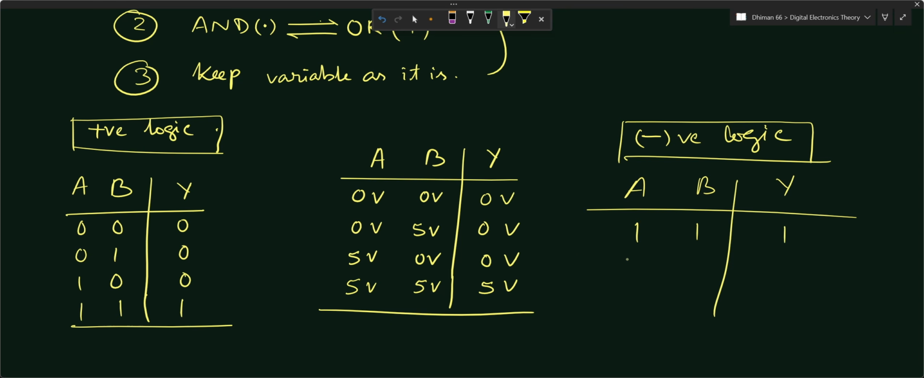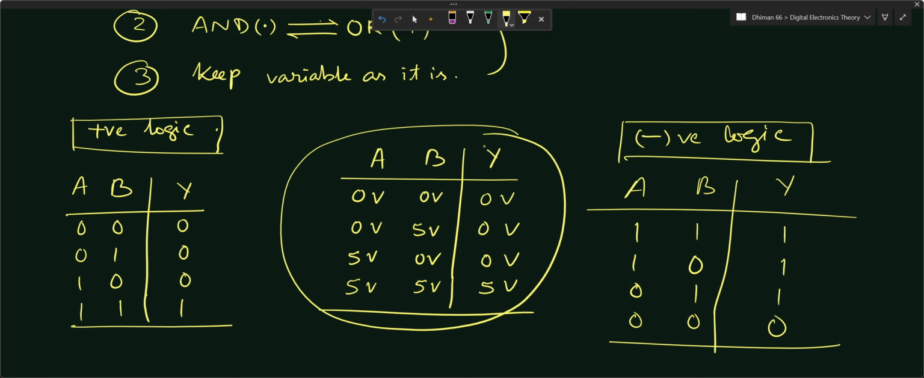Next, so what will be having 0 and 5? This means 1, 0. 0 means here for the negative logic it will be 1 and 0, and output is 1. Next we have 0, 1 and output is 1. Next we have 0, 0, output is 0. So this is the voltage table.